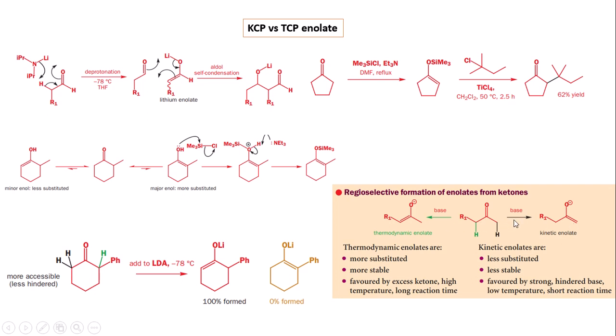In the presence of only an ordinary base or less hindered base, we always get the KCP enolate, but in the presence of triethylamine at high temperature, we get the more substituted enolate with higher yield.